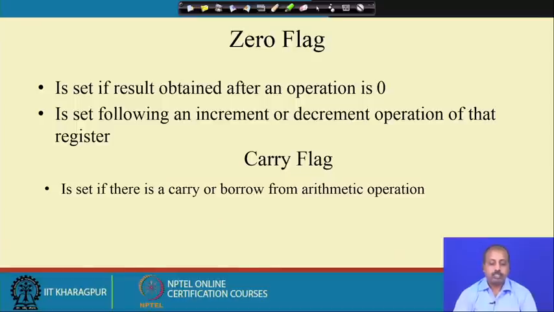The carry flag will be set if there is a carry or borrow from the arithmetic operation. So, for subtraction it is a borrow, for addition it is a carry. If a carry or borrow bit is generated, then this carry flag will be set.